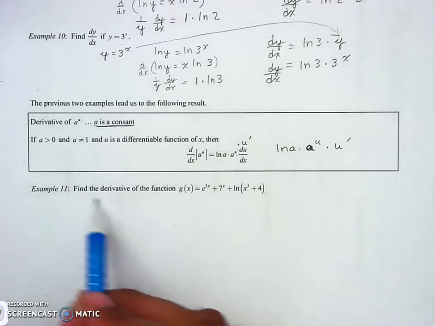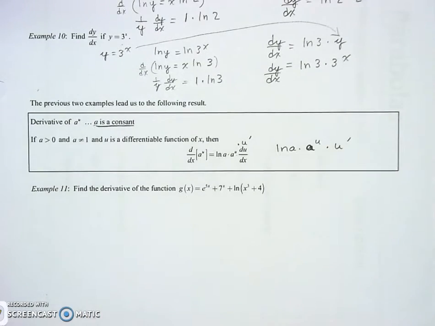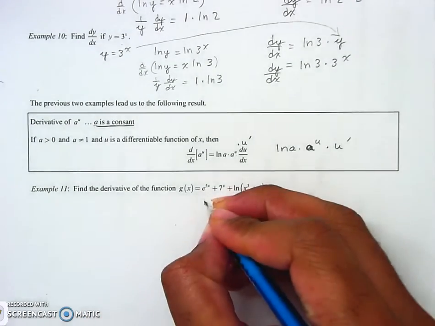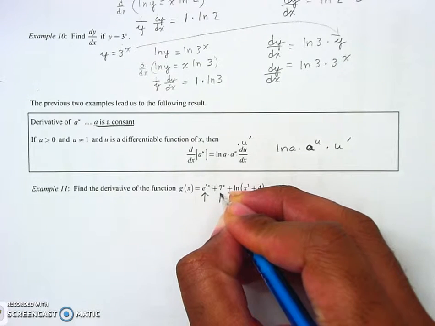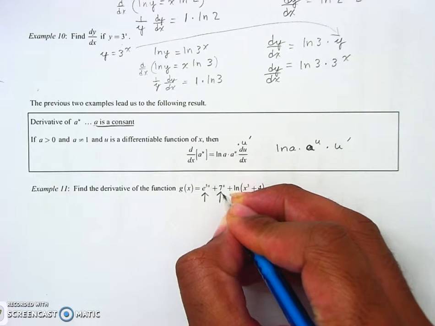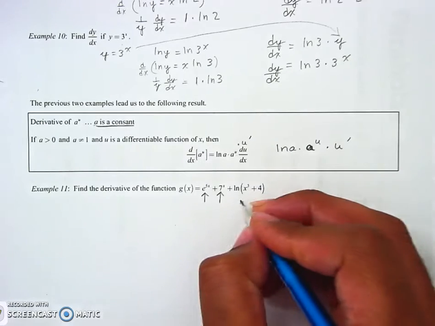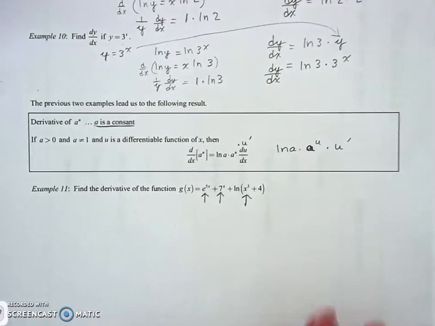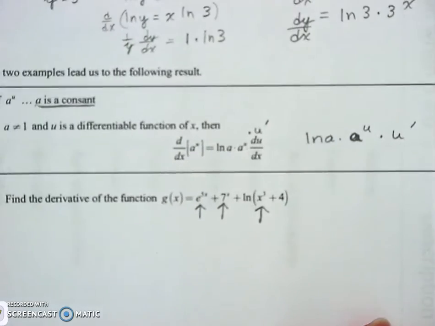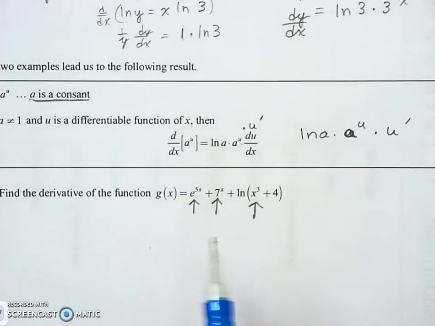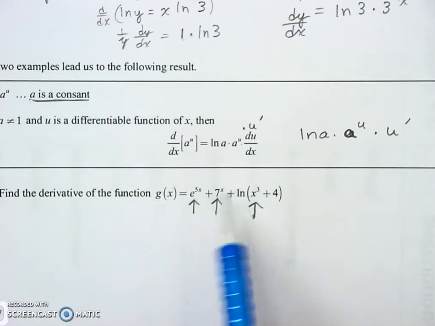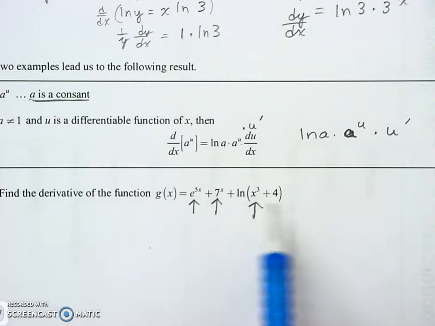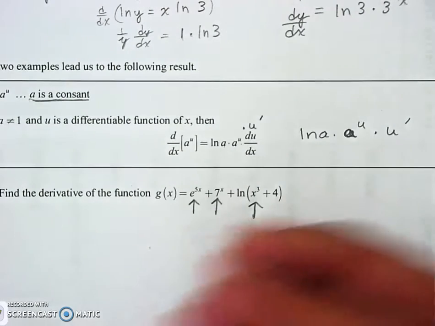All right, so we're going to find the derivative of this function g of x. If you look at each one of them, there's the exponential function, another exponential function with a constant as a base, and then the natural log. So we're going to find the derivative of each piece, each portion of that. Because it's a sum, we can find the derivative of this one, this one, and this one. So that's what we're going to do.